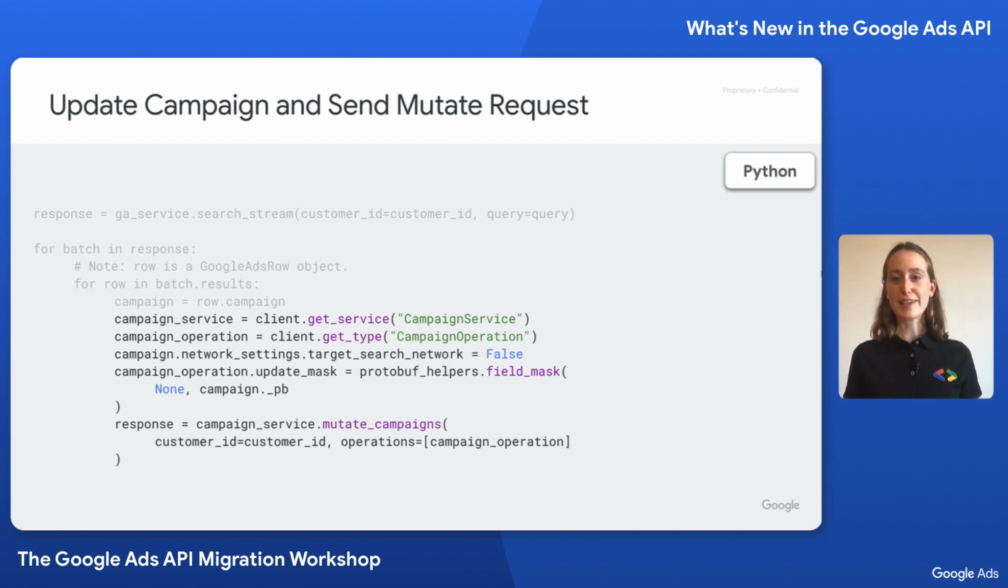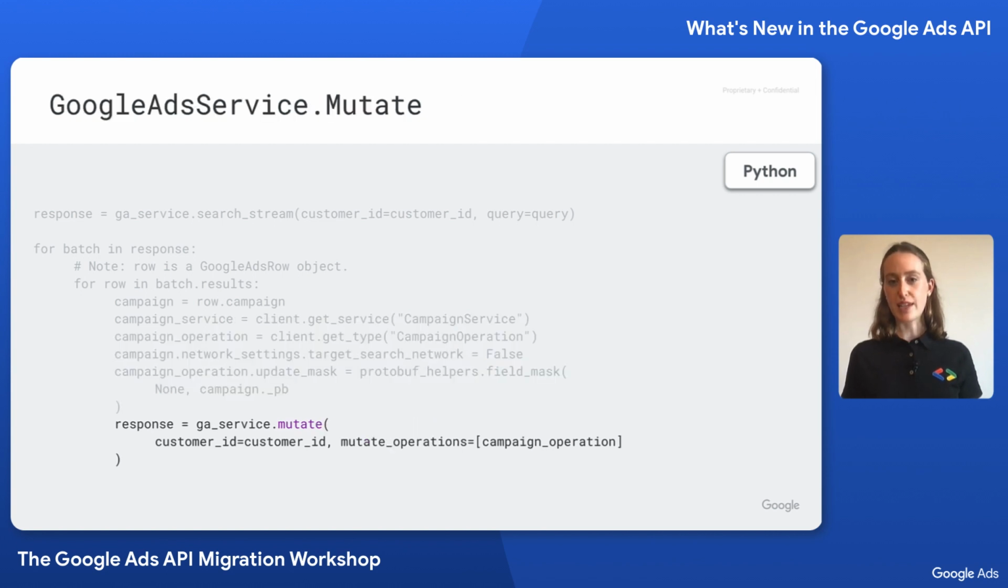Really, we only need to make sure that our field mask includes the resource name of the entity we want to change, which is the unique identifier for that entity, in addition to the fields that we want to update. With that, you can see how simple it is to retrieve an entity through reporting and then mutate that entity directly. And that's thanks to the unified data model.